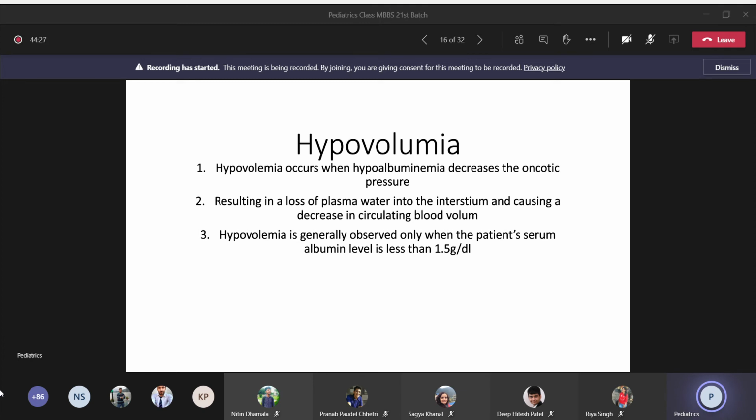So, in hypovolemia, what happens? As the albumin level goes down.